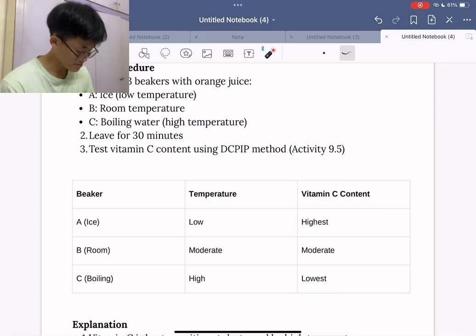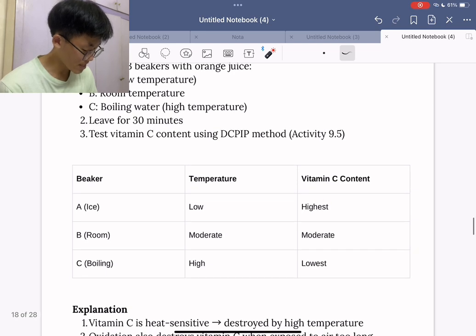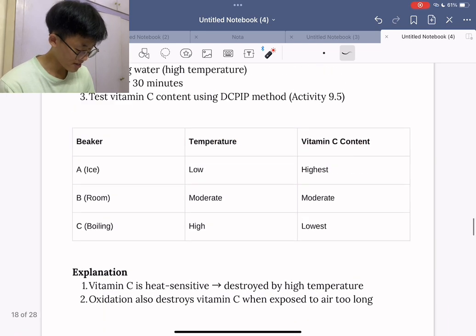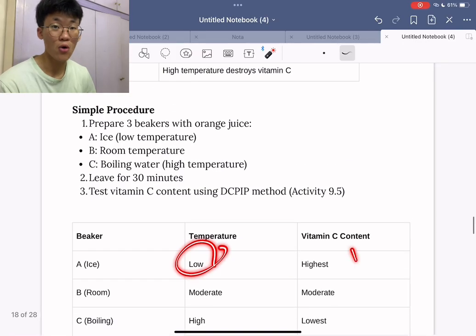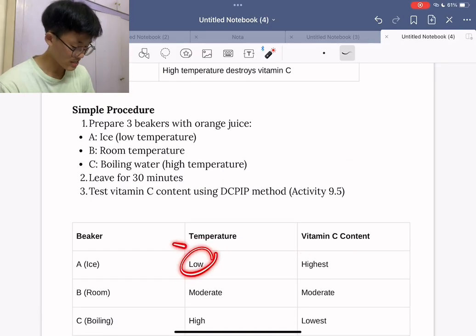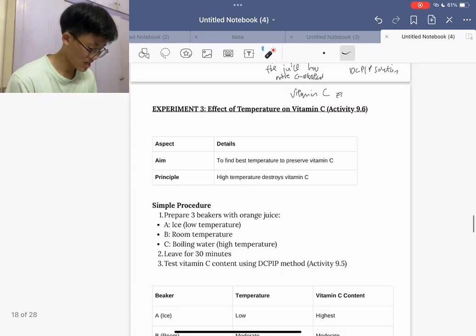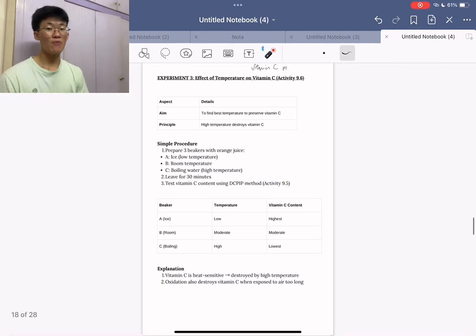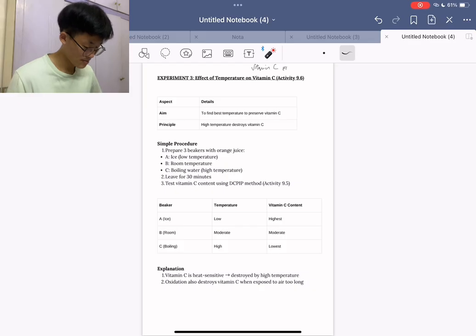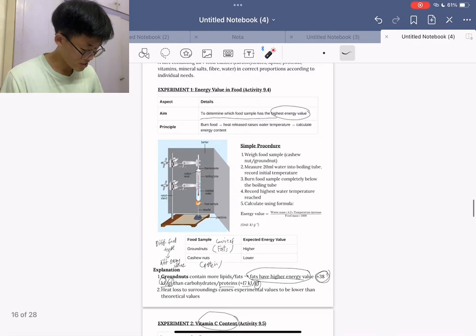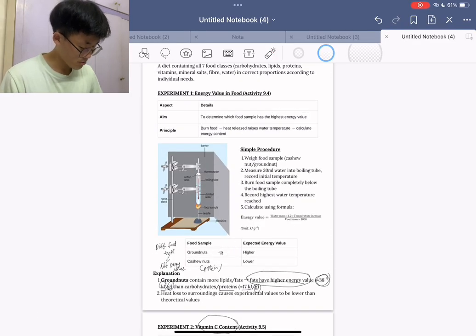So for the highest vitamin C content, you need a low temperature. From this result, we know that low temperature is the best temperature to preserve vitamin C. Yes, so this is an experiment trick. Very easy. Only this next one is a bit more difficult, but never mind.